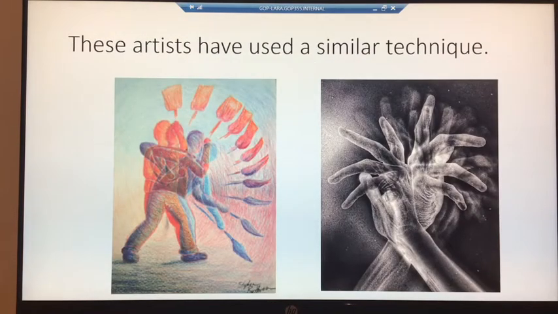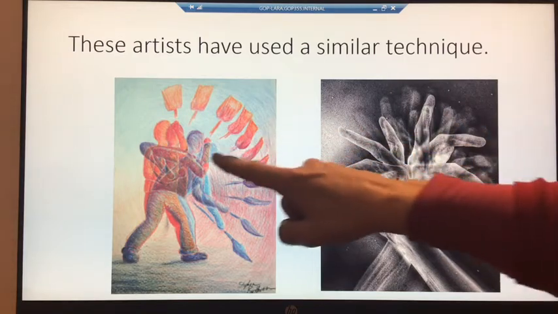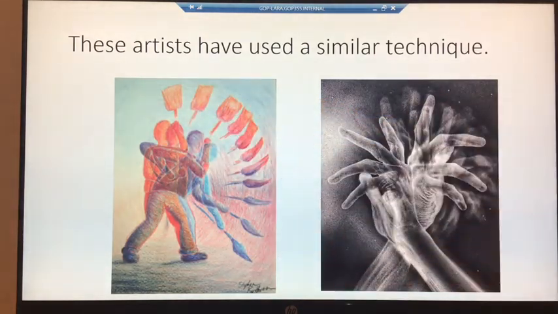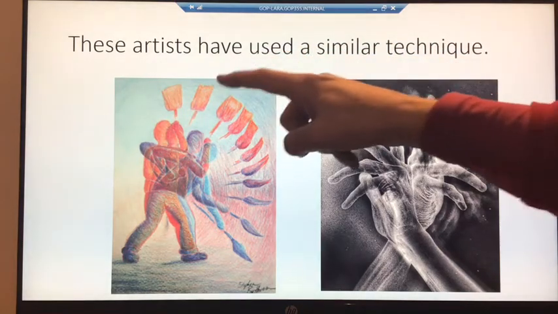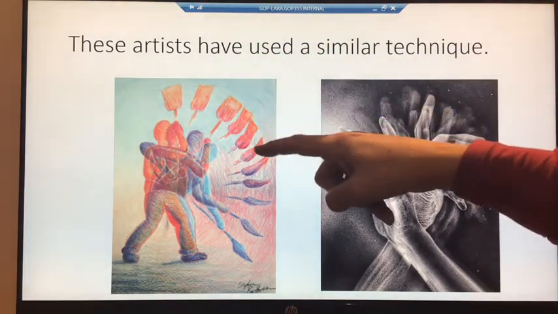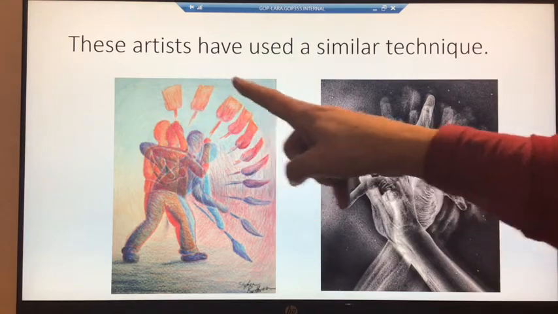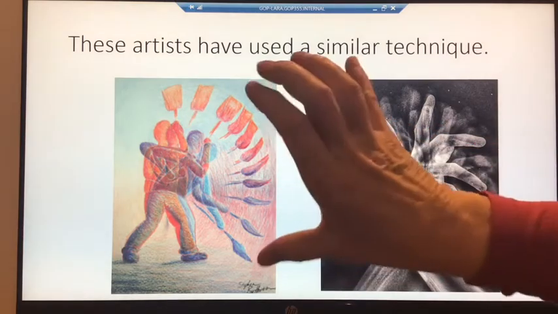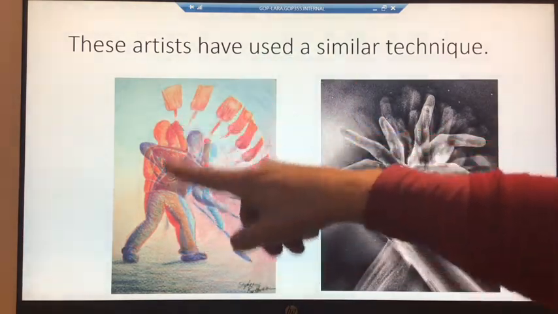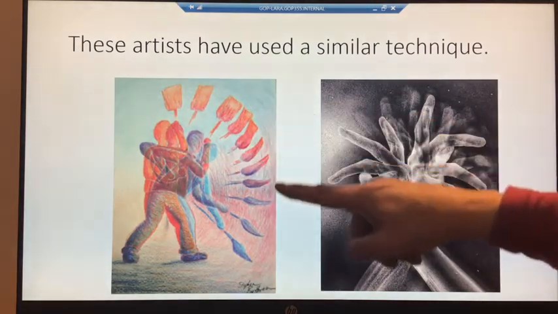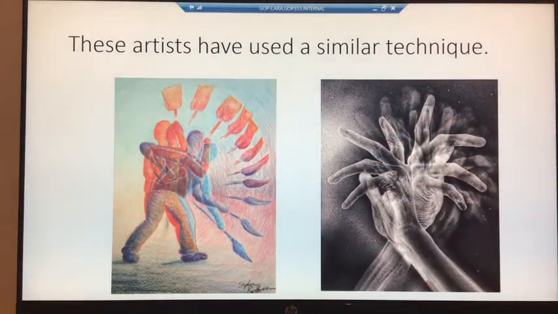These artists have used a similar technique. It's a repeated set of overlapping images. And if we look at the man here who is probably digging, so we've got 1, 2, 3, 4, 5, 6, 7, 8, 9, 10, we've actually got 11 images all in the same place of his body, and just the spade is moving.